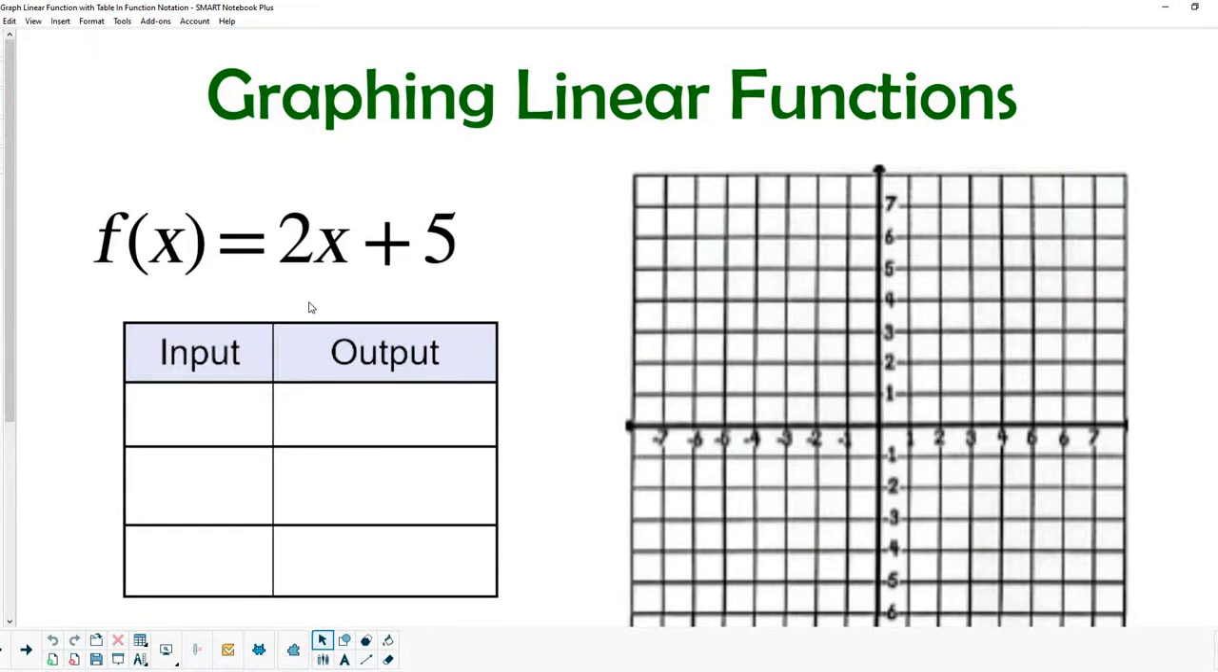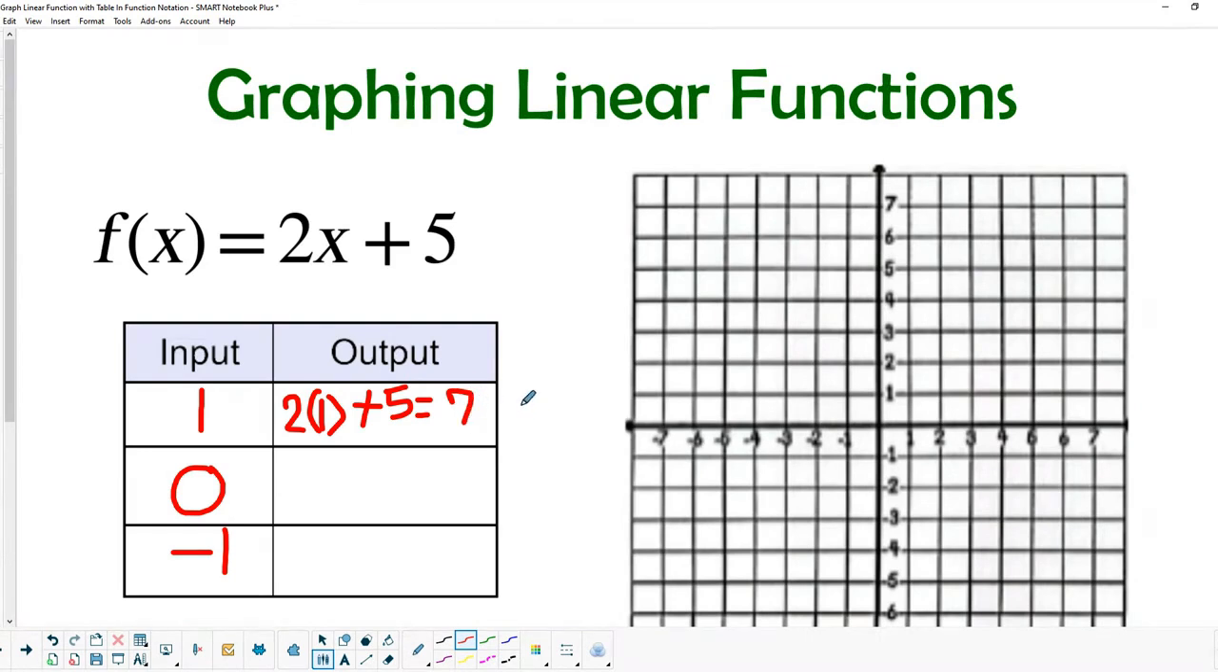So we usually use some small numbers like, some of my favorite ones are 1, 0, and -1. So what would be our output if we use those numbers? Well, we would have 2 times 1 plus 5 to give us an output of 7. So our ordered pair would be 1, comma 7 for this first one.